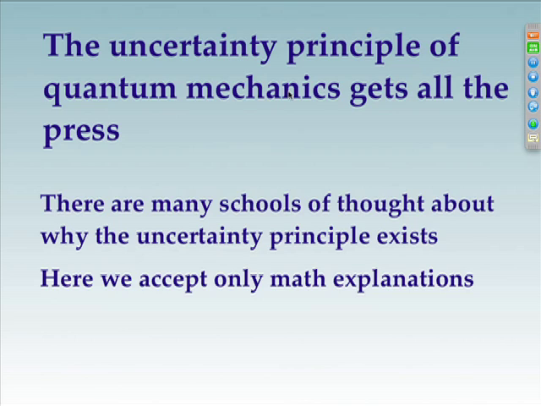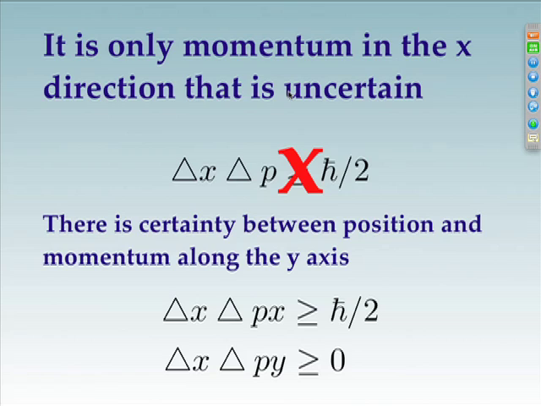And there are actually many schools of thought about why the uncertainty principle exists. But here, the way I like to operate, if I can't map it directly to an equation, I'm not happy. I need my equation, my math thing. And it is only momentum in the x direction that is uncertain.